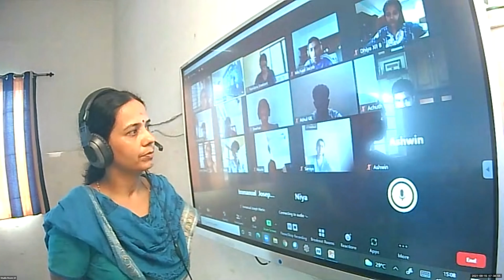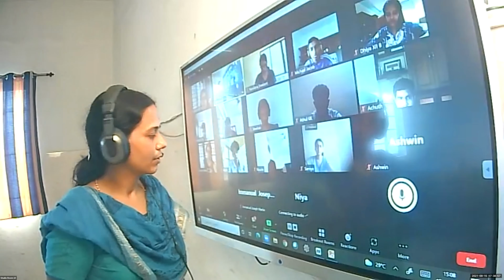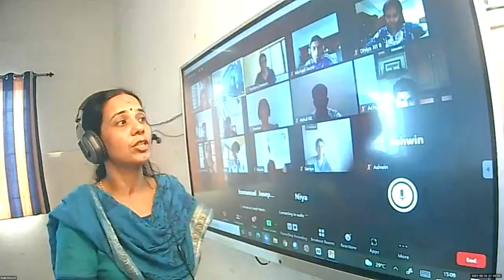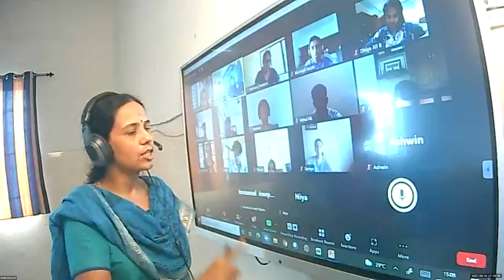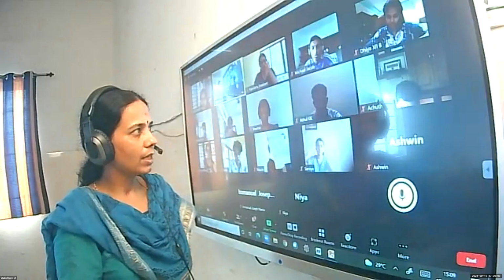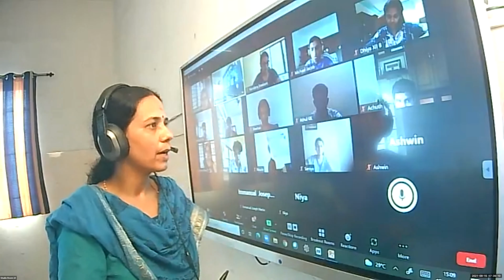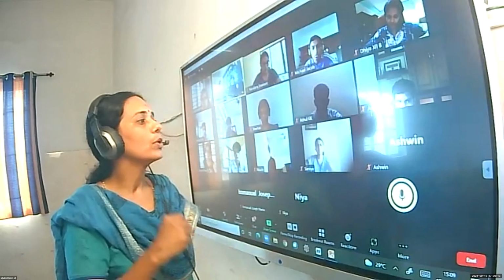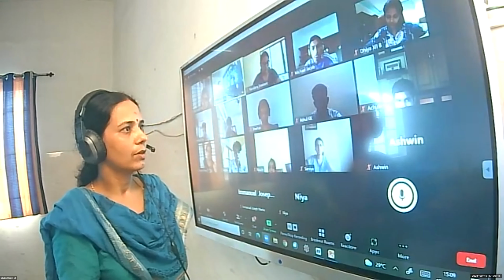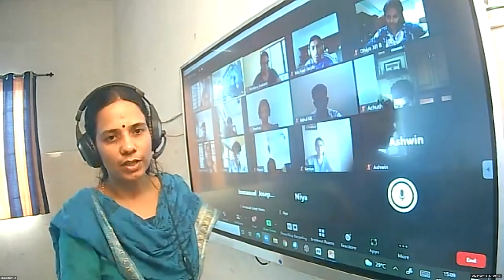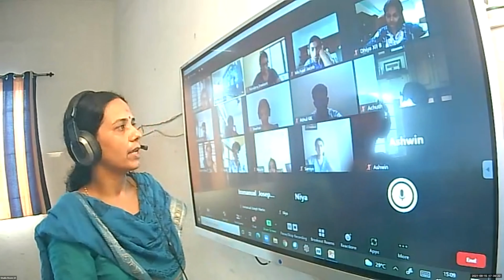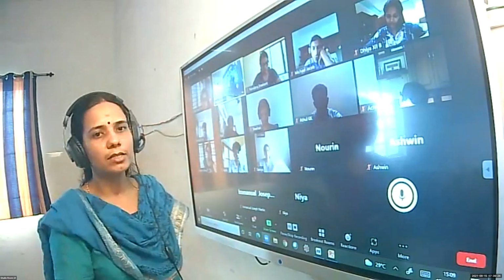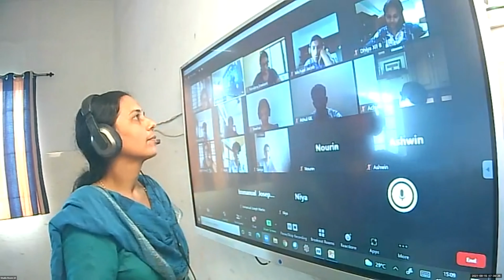What is a function? First of all, it is a relation. A relation is said to be a function if every element in the domain has a unique image. Every element should have some image there. Then we say it is a function.